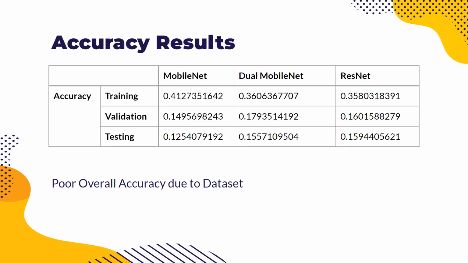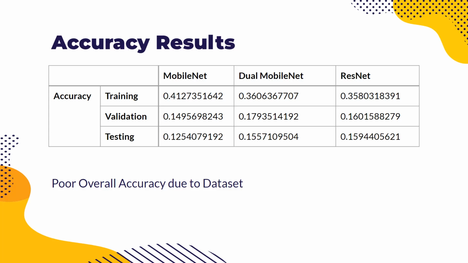Now, for the accuracy results, it is important to note that these results are very, very low. They're also with the first hyperparameters I tried. I tried to keep the parameters pretty similar. Each of them used the Keras Adam as the optimizer. The learning rate was 1e-7. The batch size for the MobileNet and the ResNet was 32. The batch size for the dual MobileNet was 16, and this was due to running out of memory.